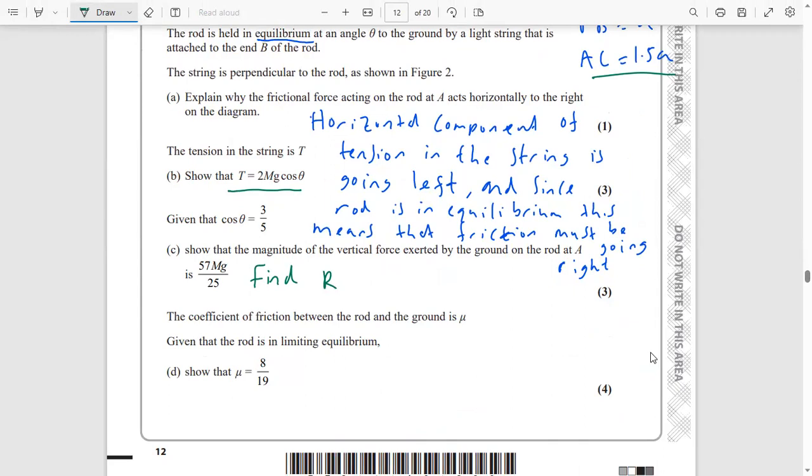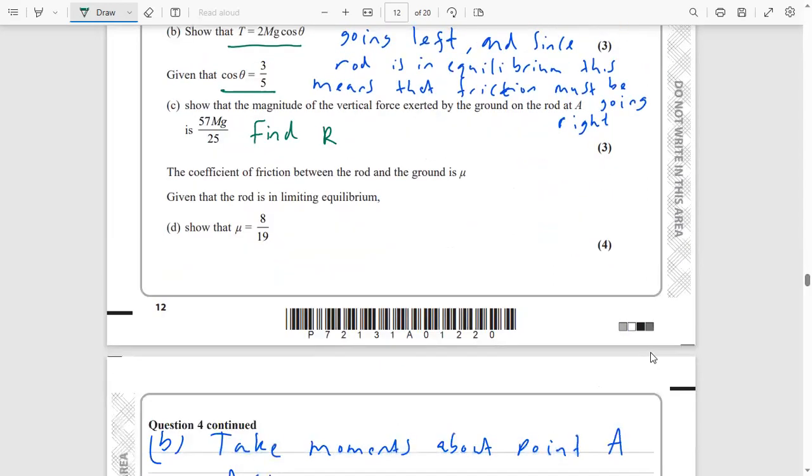Okay, so how will we do this? The first thing is to use this piece of information here that cos theta is 3/5. The way that I'm going to do this is I'm just going to draw a triangle. This is the way that I like to do this. So you've got an angle of theta there.